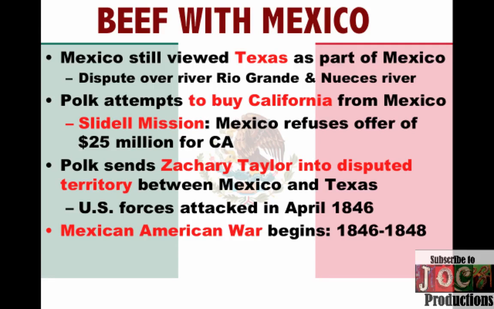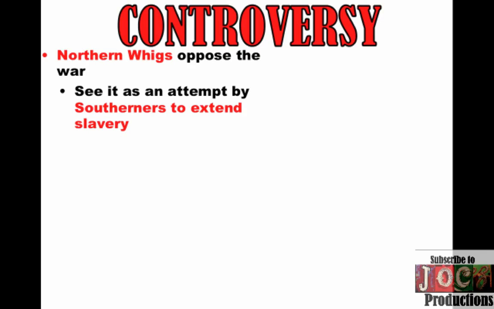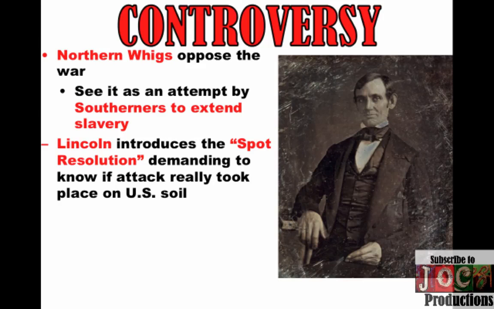Now, what's important to keep in mind is this war is very, very controversial, especially amongst Northerners. Northern Whigs and even some Northern Democrats oppose the war. They see it as an attempt by Southerners to extend slavery into new territories. And they question, especially Abraham Lincoln, a young congressman from the North. He introduces the Spot Resolution. He basically says, yo, Polk, show us if this was actually an attack on American soil. And he's challenging the president's assertion that we were actually attacked on American soil.